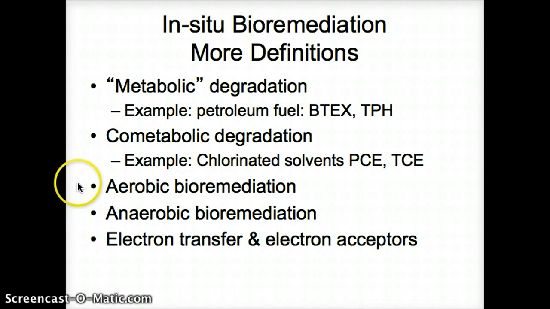So that's co-metabolic degradation. It's sort of an indirect degradation of the chemicals through another chemical, in the example here, methane. Aerobic bioremediation and anaerobic bioremediation. This is the difference between remediation in the presence of oxygen, aerobic, and not in the presence of oxygen, anaerobic. Also here, electron transfers and electron acceptors. This is referring to reduction-oxidation reactions.